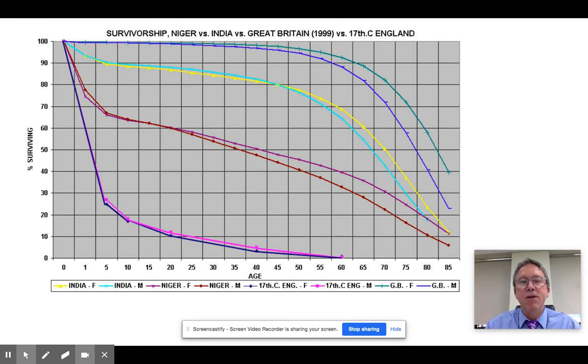If we look at this one here, the bottom ones, this is basically 17th century England. What you see in 17th century England is that the percentage of children surviving the first 4 or 5 years of life was very low. Like 25% of the population was dead before they made it to the age of 5. And if we consider 15 to be the age at which people are able to reproduce, only 15% of the population was alive at that point.